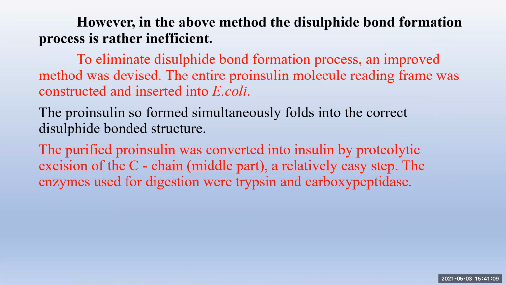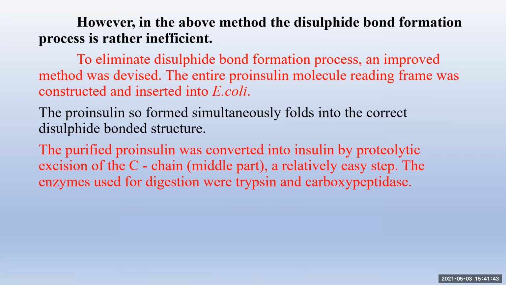But in the above method, the disulfide bond formation process is not so efficient. So the scientists wanted to eliminate the disulfide bond formation process, and for that purpose, an improved method was devised. They wanted to bypass this step of adding cysteine to form disulfide bridges. So instead of synthesizing the A chain gene and B chain gene separately, a gene synthesizing the entire pro-insulin molecule was constructed.